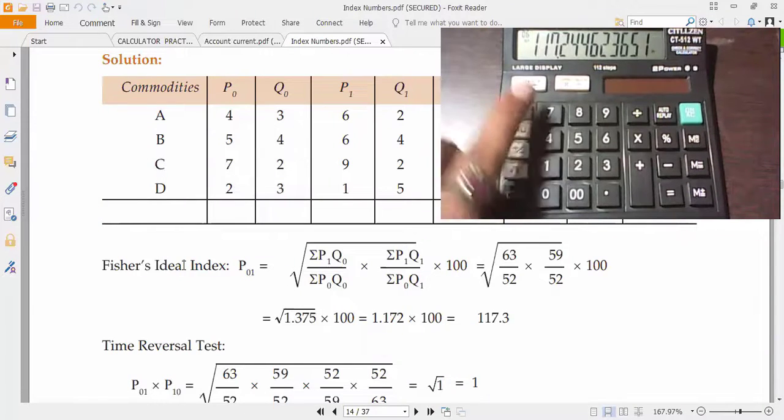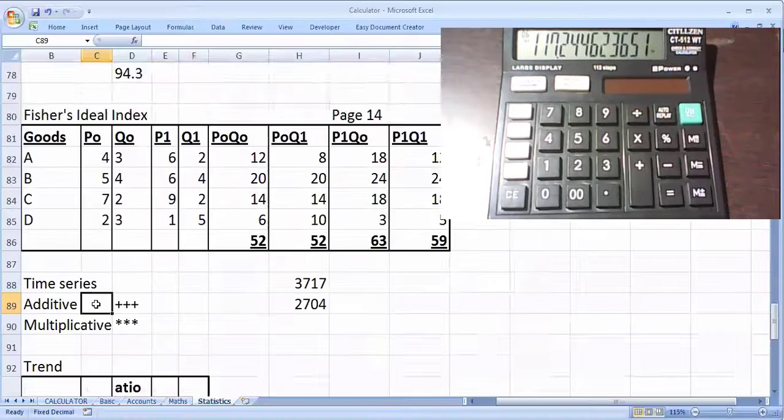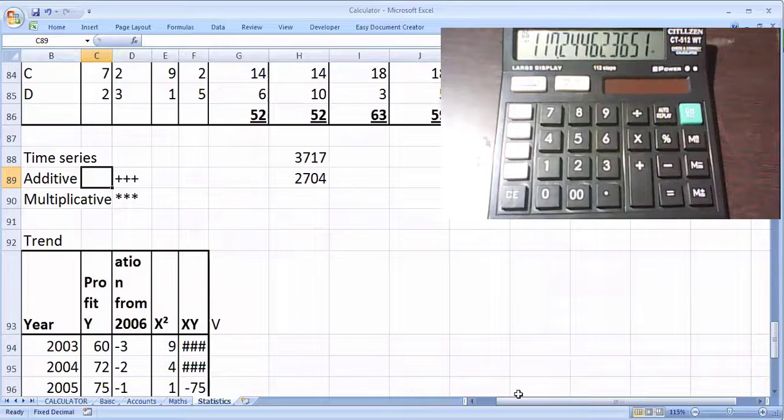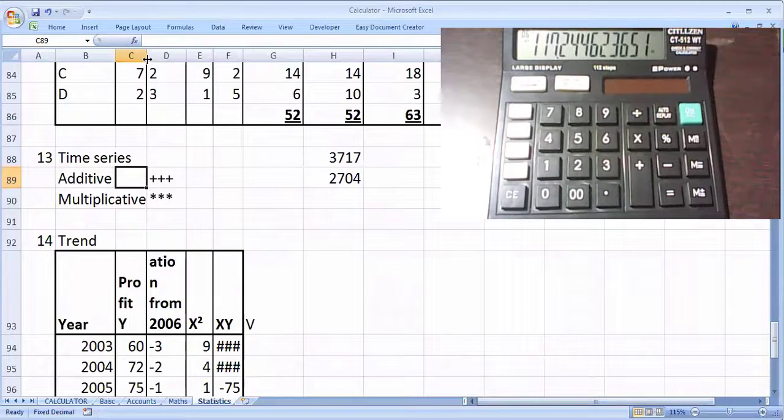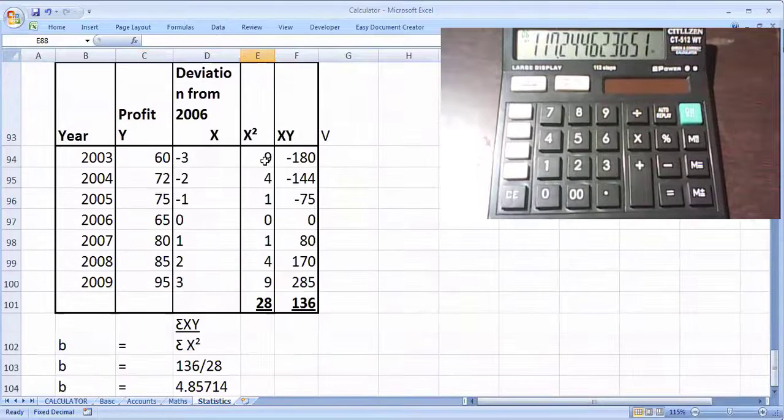117.3 they mentioned. We got 117.244. See, by doing this, the calculation is very easy, right? If you do practice, it is very easy. And this time series, we got some 82, that is a very, very easy portion for us that you can go through. Trend: sigma xy by sigma x square.